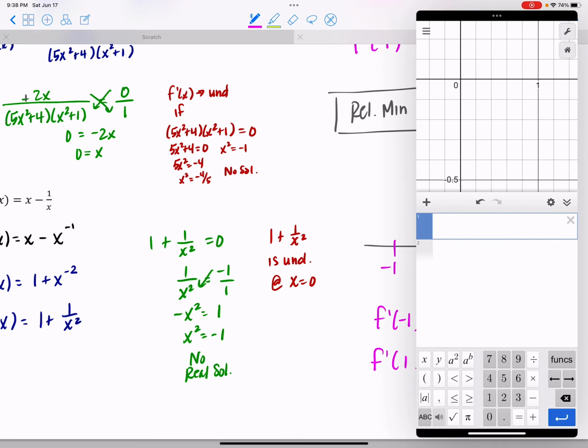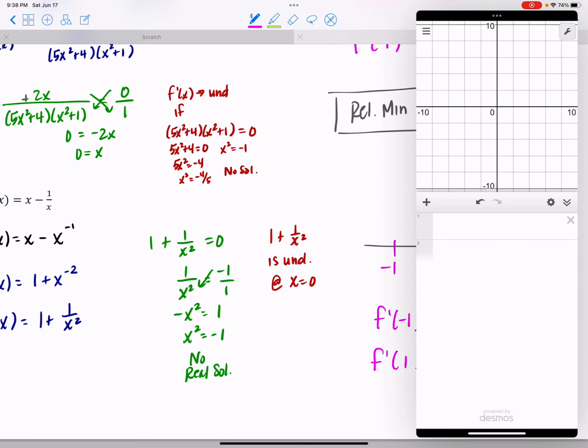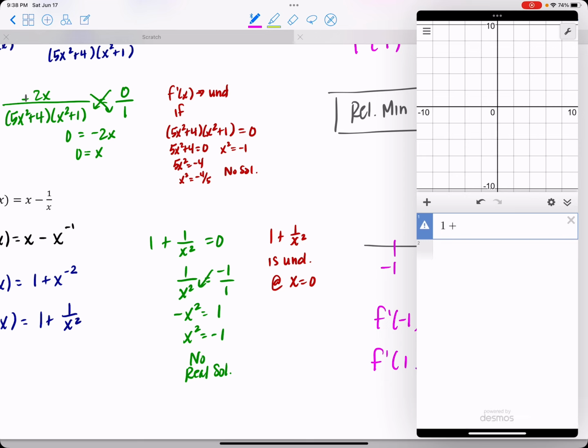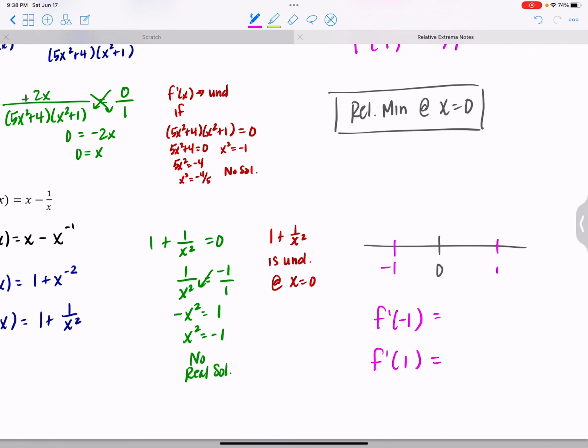Luckily this is a nicer function, so I don't have to plug so much in. I don't even need a calculator for this. If I plug -1 in, -1 squared is 1. 1 over 1 would be 1, plus 1 would make 2. And when I plug in +1, I get the exact same thing. So this is going to be positive and increasing here, positive increasing here. So we go from increasing to increasing, which means we're not changing.